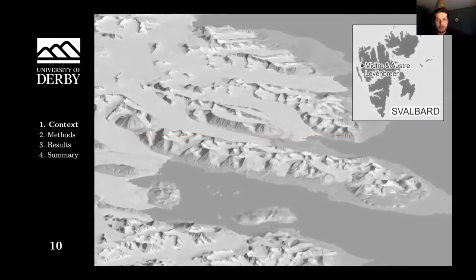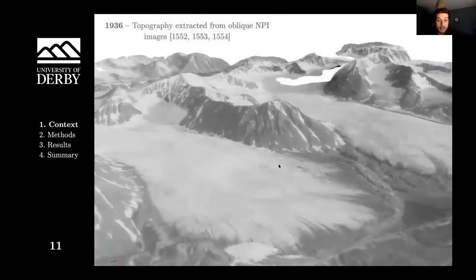I'm briefly going to talk to you about the study site we've looked at to evaluate landform evolution. We've looked at two glaciers in the Norwegian High Arctic, Midtre and Østre, and they are valley glaciers that you can see here on the slide. These glaciers attained their neoglacial maximum extent in about 1890 AD and subsequently started to downwaste.